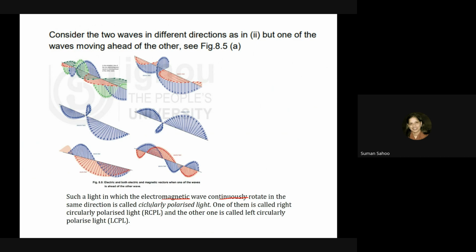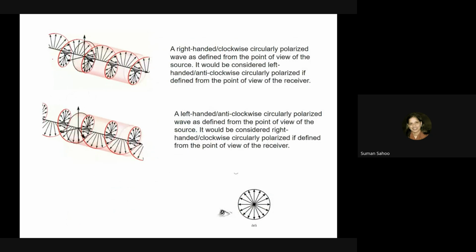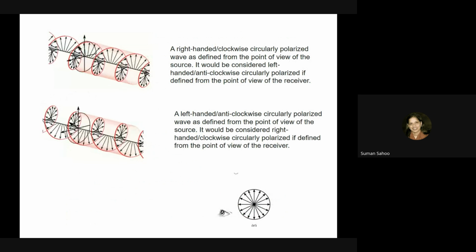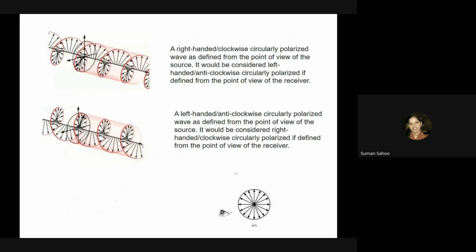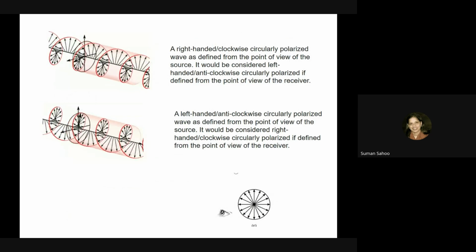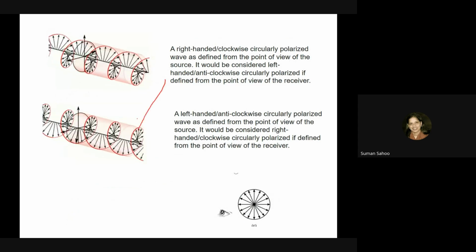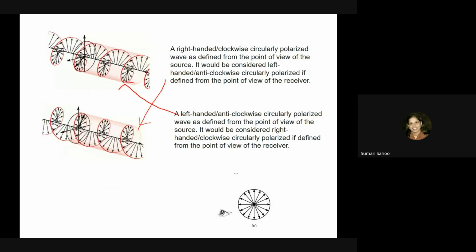This is called circularly polarized light. One of them is called right circularly polarized light, which rotates in the clockwise manner, and the other is called left circularly polarized light. For example, this one is right circularly polarized, or clockwise direction, and this one is your anti-clockwise direction. This one is right circularly polarized, this one is left circularly polarized light.